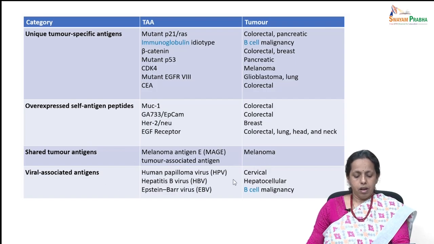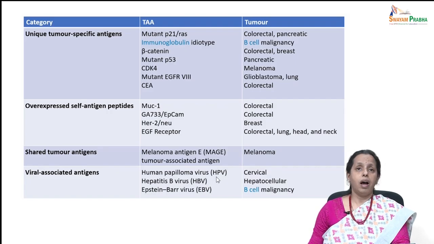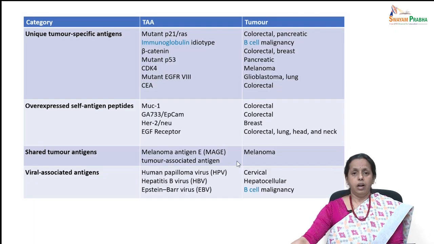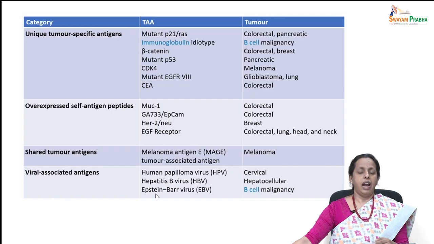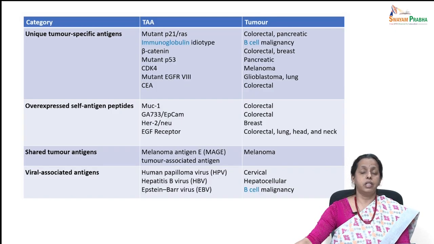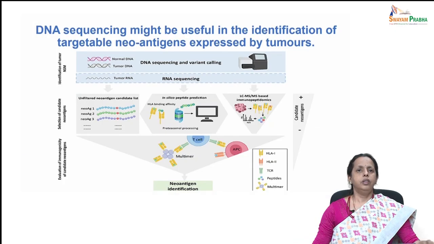Then your shared tumor antigens, that is your MAGE, melanoma antigen E, which is for melanoma. Very importantly, you have some of the antigens from HPV. Yes, you are using them as a vaccine now, not exactly in your T cell engineering or immunotherapy. Now, how do you identify these particular antigens? They are tumor associated antigens, not T cell antigens.